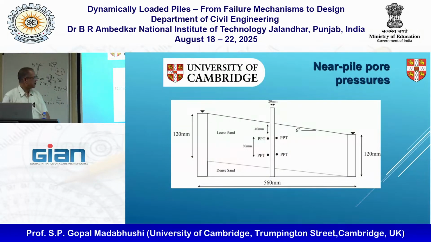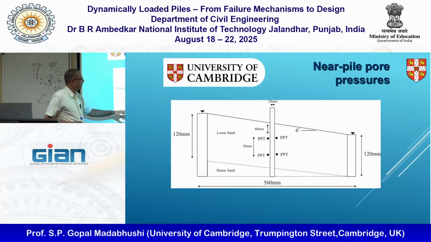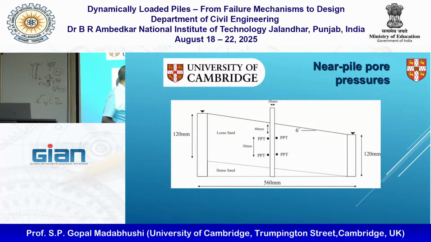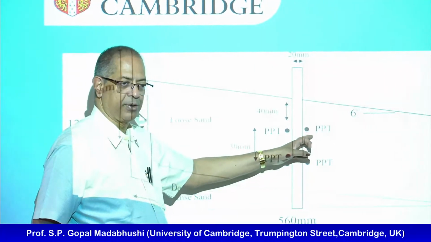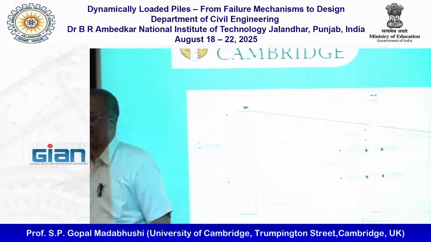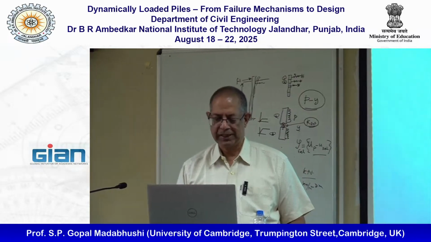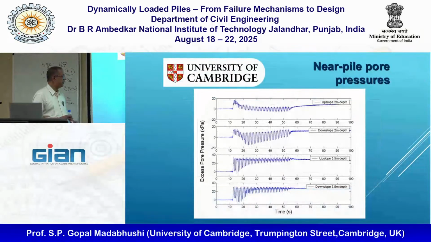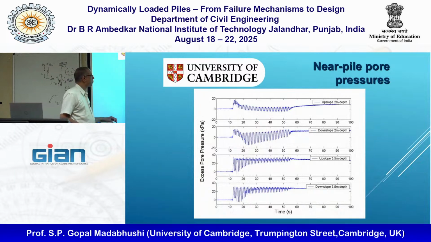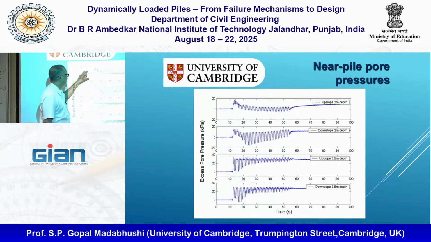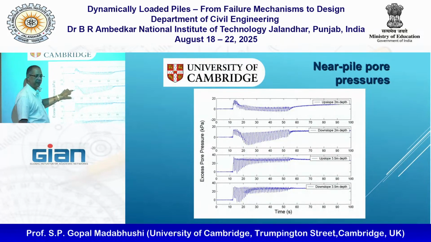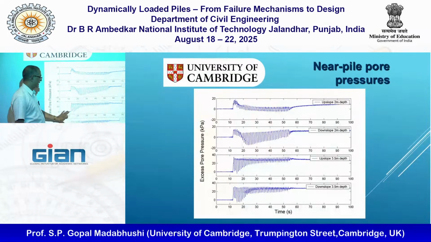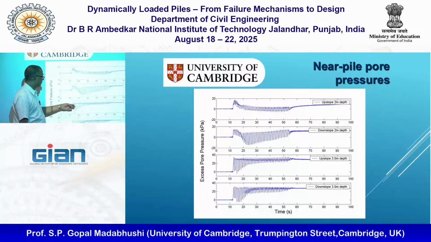Okay, so let's first look at the pore pressures on either side of the pile. So we have upslope at one depth, this 40 millimeter depth and 70 millimeter depth, and also at the same location on the downslope of the pile. So you can see that if these two are at the same depth, upslope and downslope, and these two are at the same 3.5 meter depth, prototype scale, upslope and downslope.